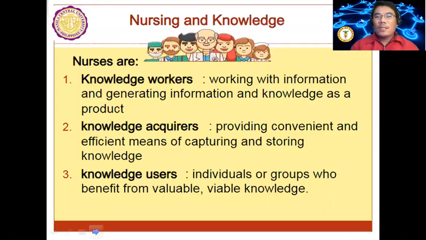Last time we discussed the relationship of nursing and knowledge, and we identified six associations and relationships with nursing and knowledge. We identified nurses as knowledge workers, which is related to the acquisition of knowledge, skills, and attitude pertaining to how nurses become independent in their practice and utilize this generated information and consider knowledge as a product.